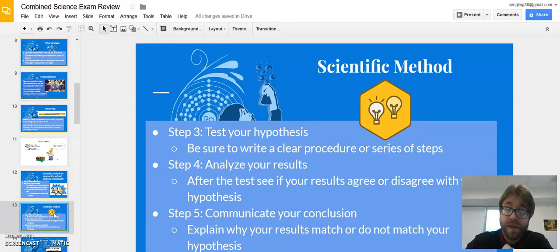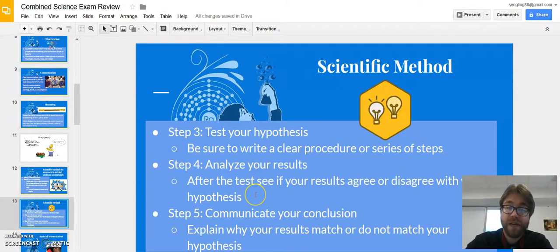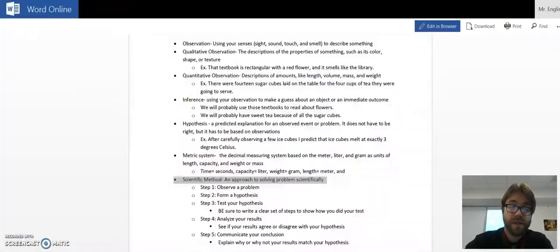Step 3, we have to test our hypothesis, and we have to make sure we follow clear steps when we're testing. And after we run our test, this is the best part. We get to see if we were right or wrong. We have to analyze our results. That's step 4, analyzing your results. You have to see if your test showed you whether or not your hypothesis was right or wrong. Then finally, step 5, we have to communicate our conclusion. And by that I mean we have to draw a conclusion. We have to explain why we were right or why we were wrong. Why was our guess right? Why was our guess wrong? In step 5, when we're talking about a conclusion, that's what we talk about.